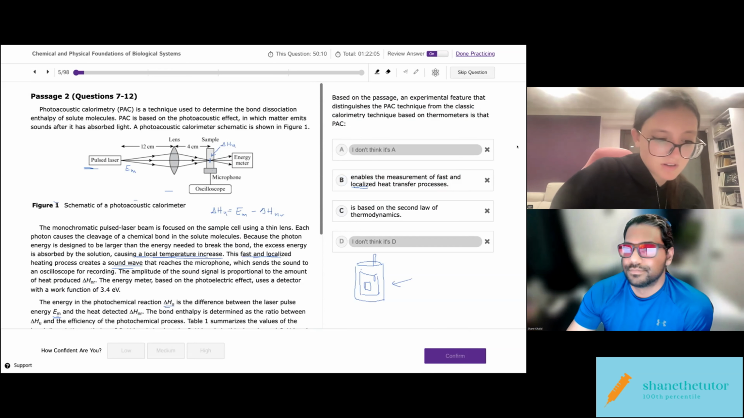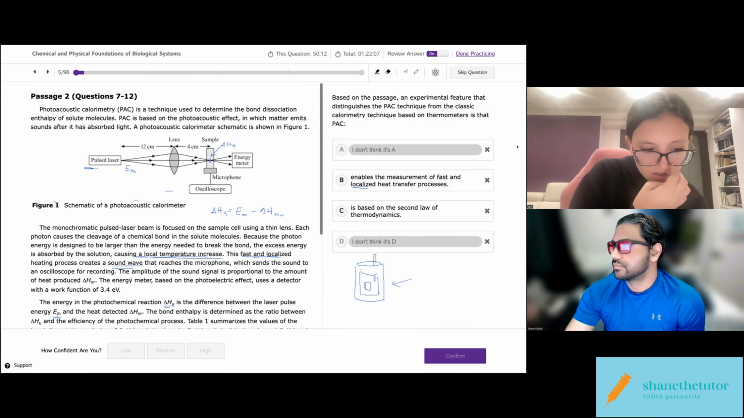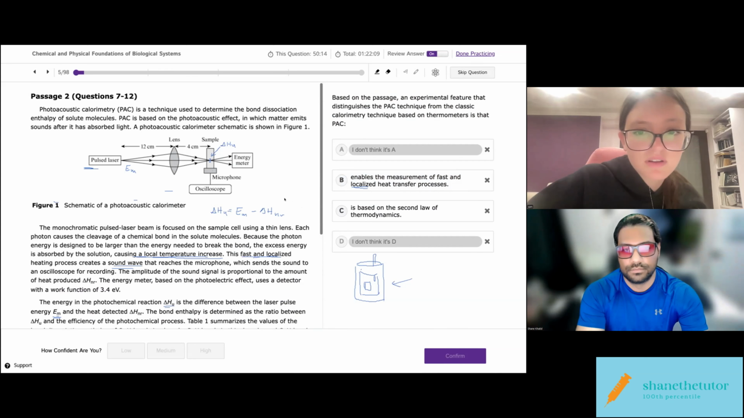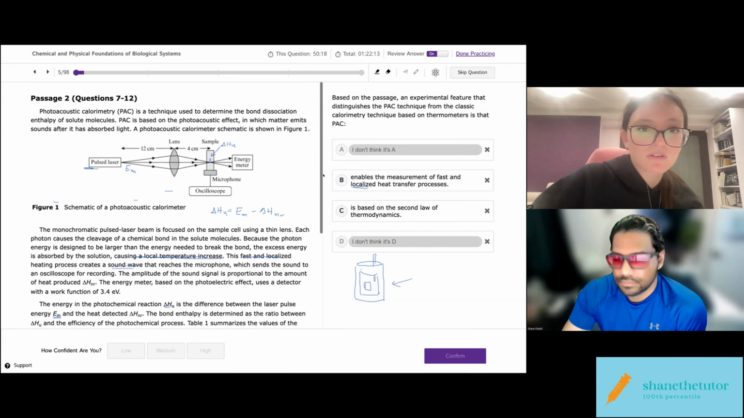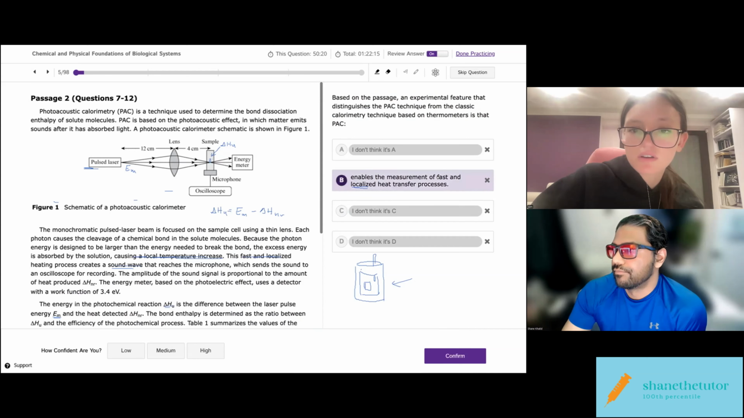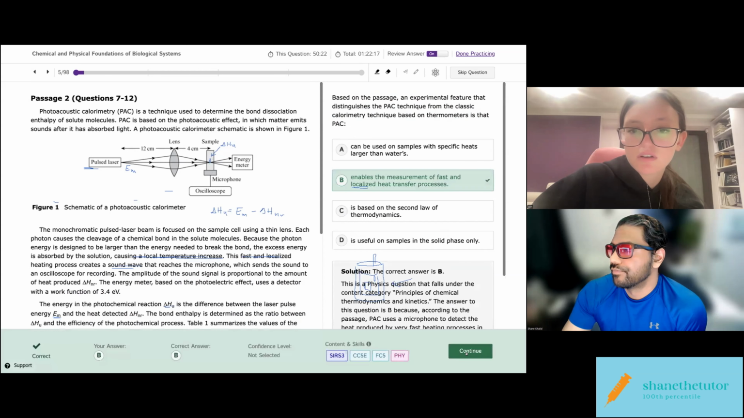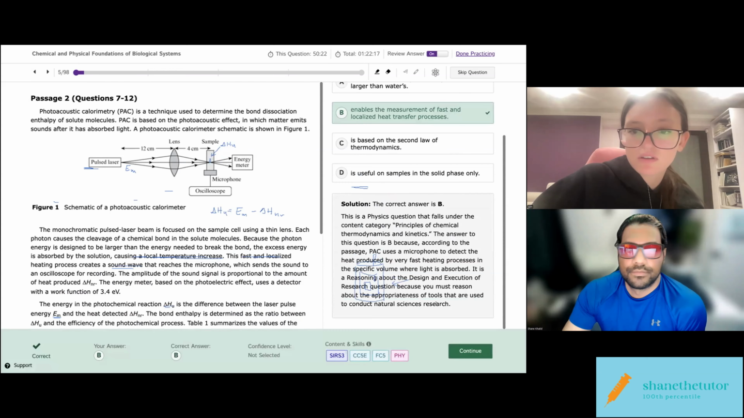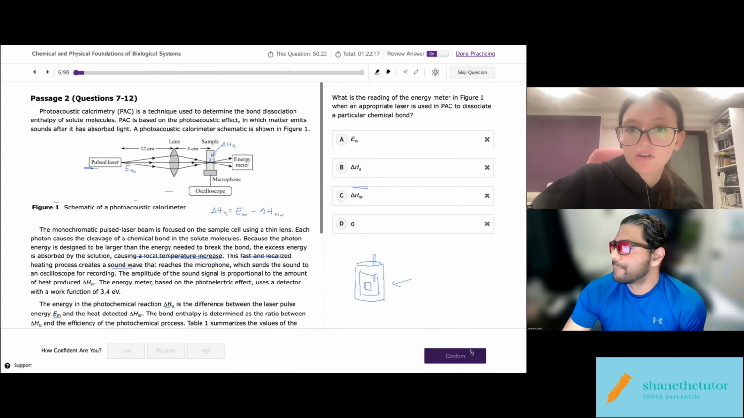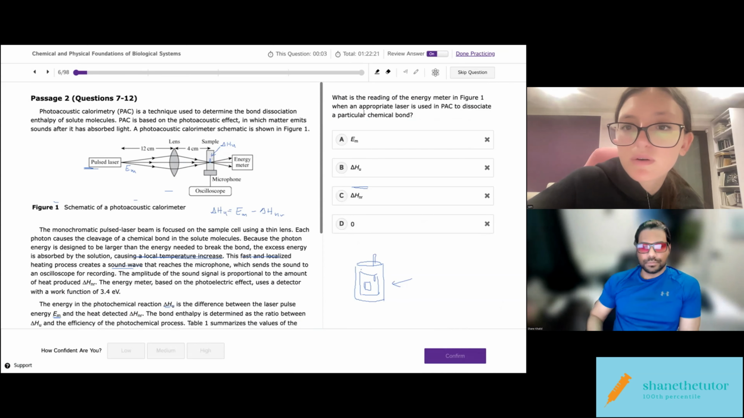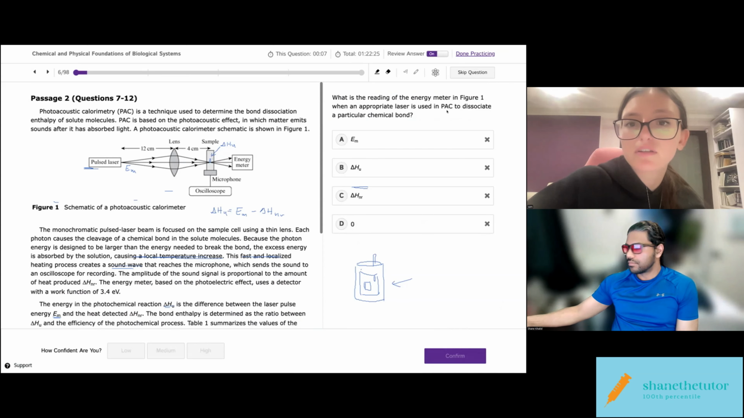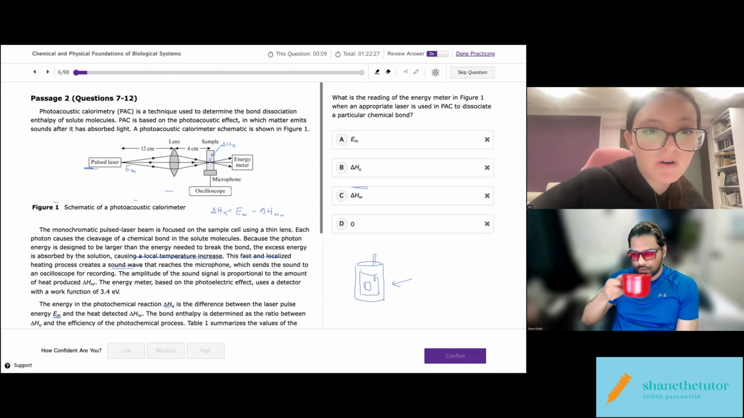So then, just by process of elimination, it's not C, right? The reading of the energy meter in figure 1 when an appropriate laser is used in PAC to dissociate a particular chemical bond.